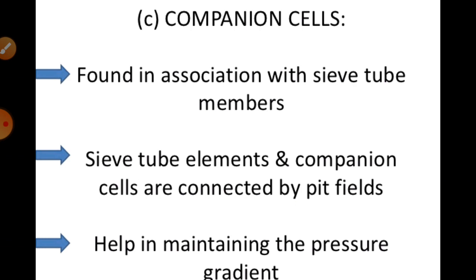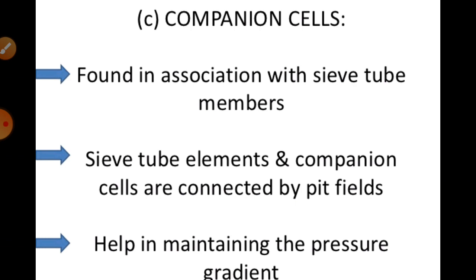So after that there is another element of the phloem, that is the companion cells. Especially the companion cells are specialized parenchymatous cells closely associated, means closely attached, with the sieve tube elements. Usually a single companion cell is found associated with the sieve tube member, and the cytoplasm of the sieve tube elements and companion cells are connected by thin cytoplasmic strands called plasmodesmata.